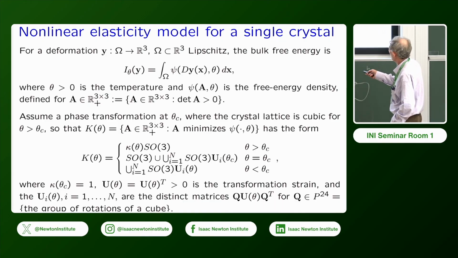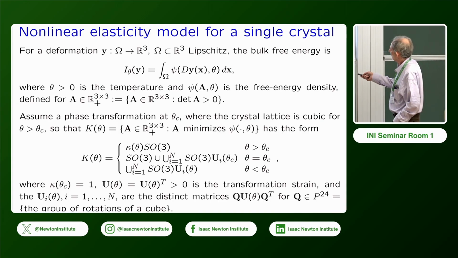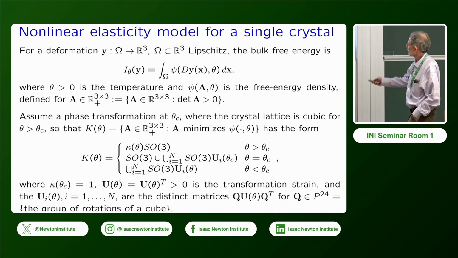At the critical temperature you have these energy wells, one corresponding to the cubic phase and n corresponding to the low temperature phase. Above the critical temperature, you have just the cubic phase. This is just a thermal expansion coefficient, which we make to be 1 at theta critical. And below the critical temperature, we want the transformed phase to minimize the energy. So we have a bunch of these energy wells now with U_i evaluated at the temperature theta.